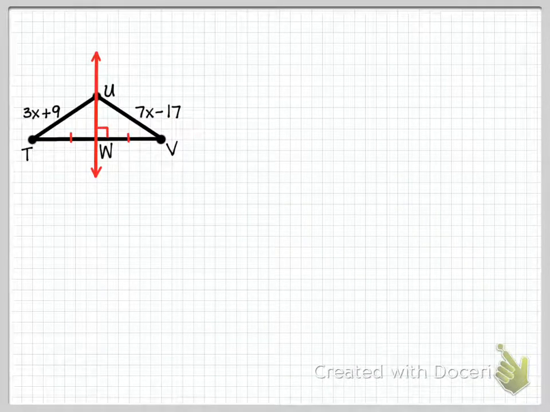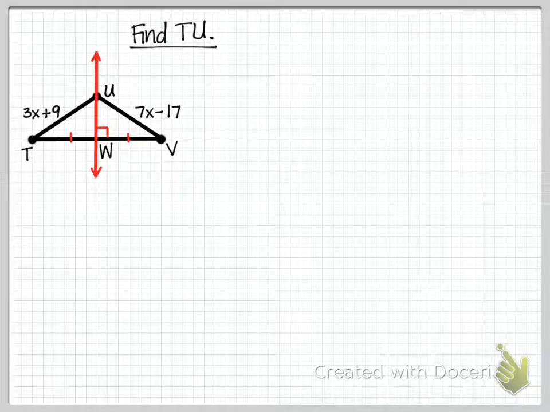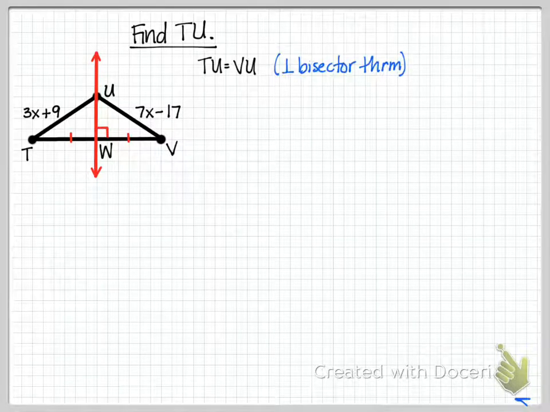In this third diagram, we have a segment TV that has a perpendicular bisector, the line UW. We can see that the point U is equidistant to the points T and V. What we're here to solve for is the length from T to U. Because the line UW is a perpendicular bisector, we know that the segment length TU and the segment length VU are equal in measure.